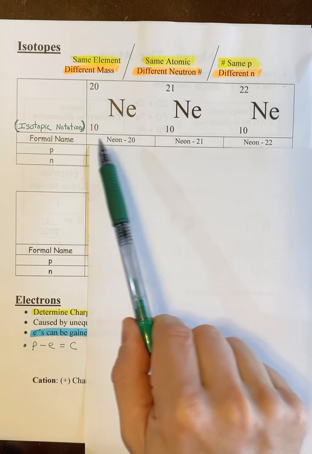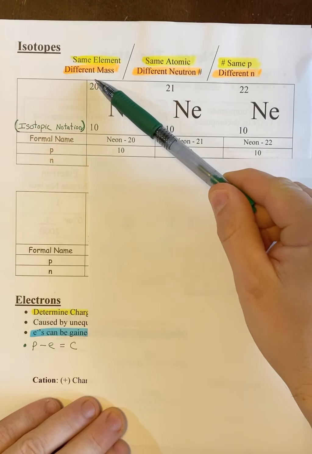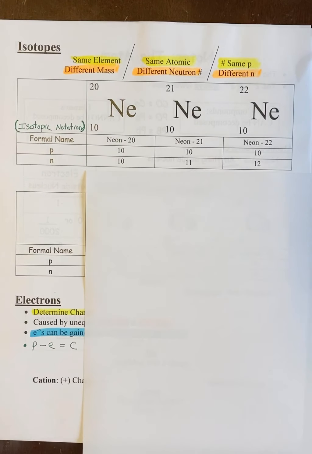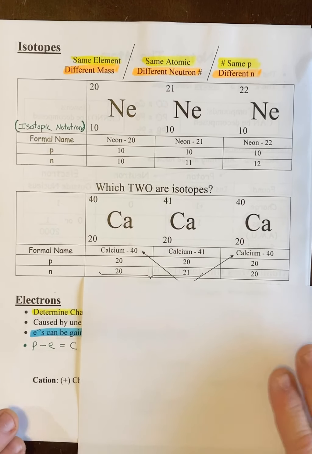For protons, since they're all neon, they're all 10. And their neutrons, I would just subtract 20 minus 10, 21 minus 10, 22 minus 10. And that's how I got my neutron number. You could try the next one on your own. I'm just going to skip right to it. There is one question that I do want to go over.